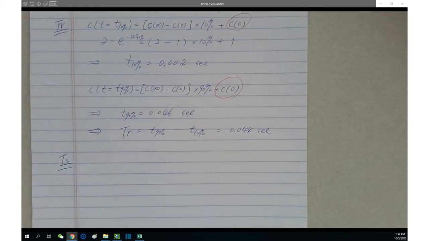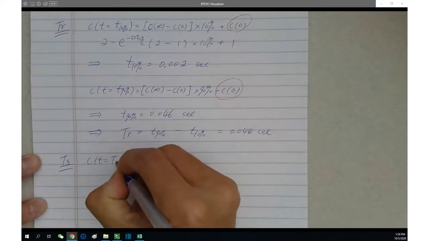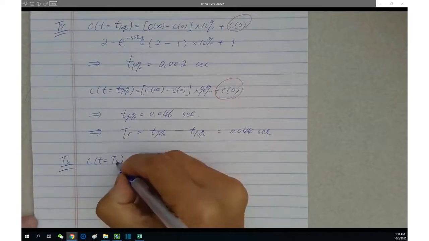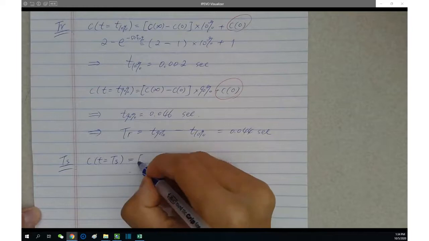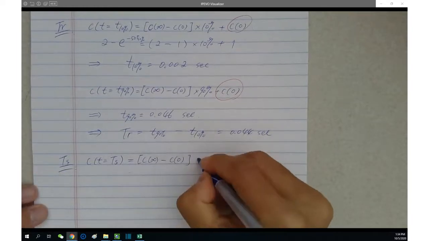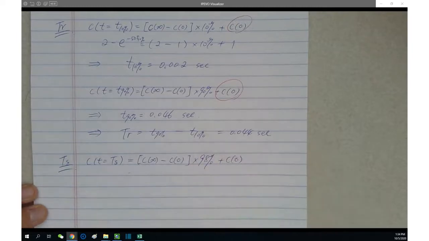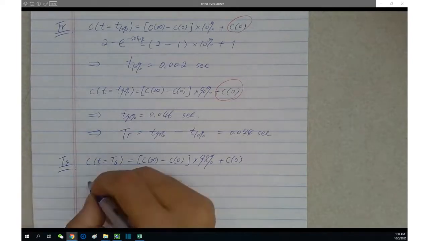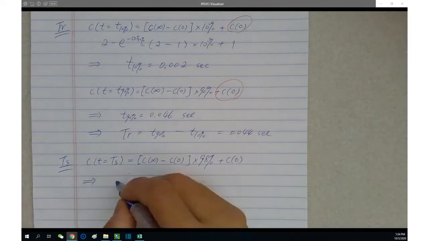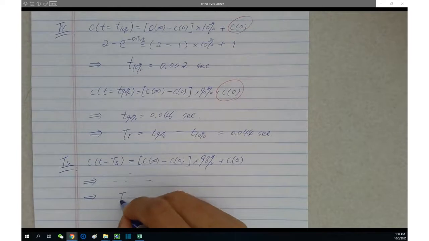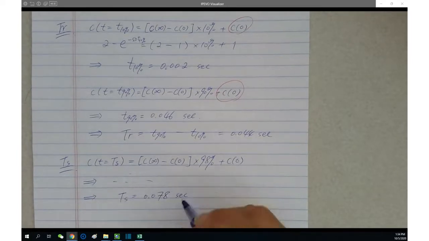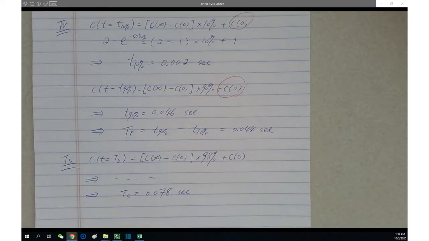The settling time is, once it reached the settling moment, what you have is this. And then follow the same idea, and you're going to come up with this settling time of 78 milliseconds. Okay, that's it for this problem. First of all, any questions regarding this problem? Any questions?